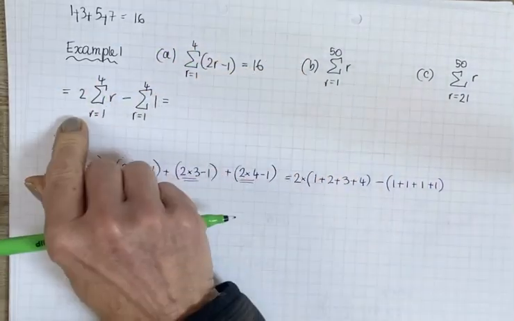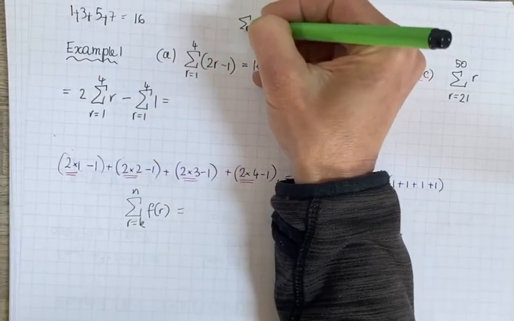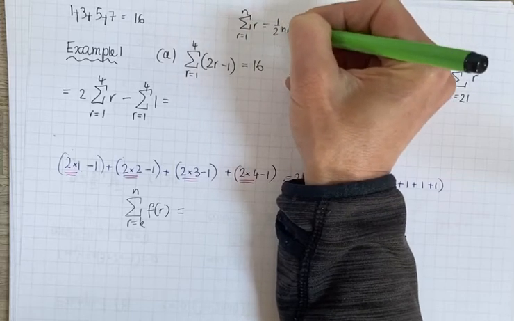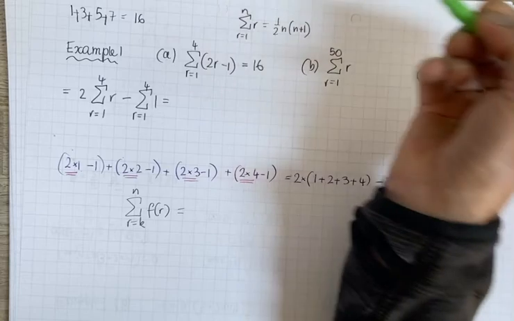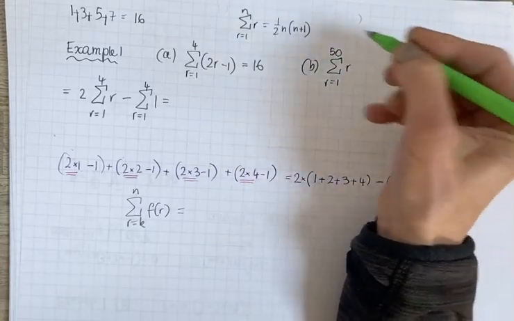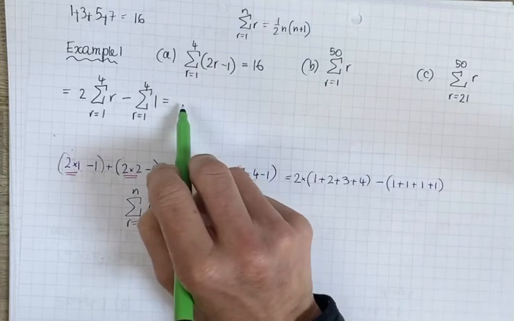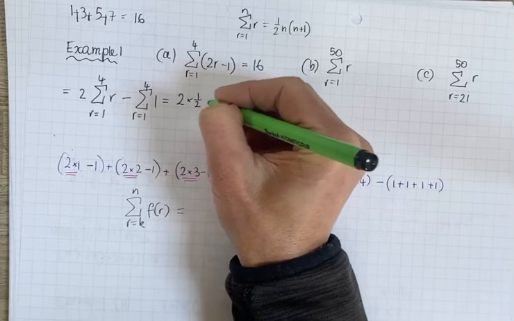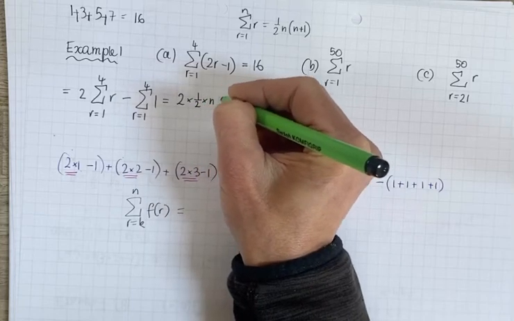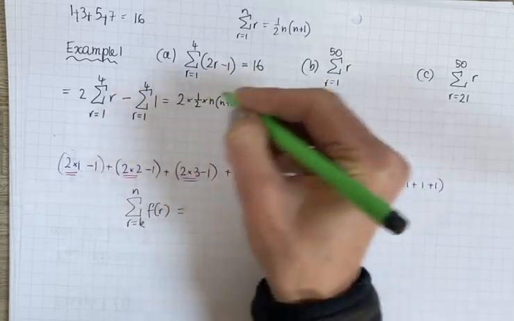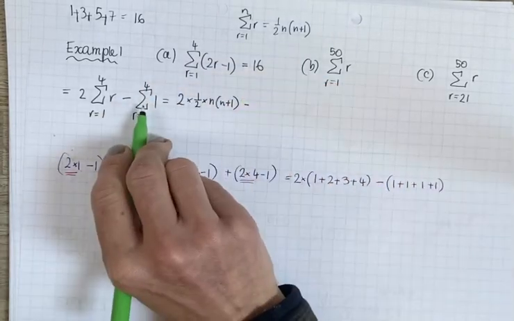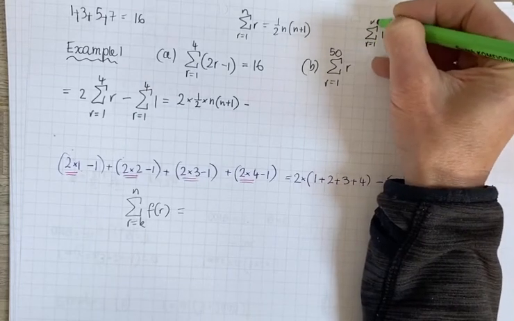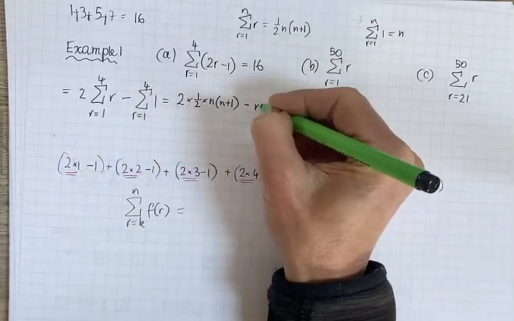Let's see whether the formula that I've given you will give me the same answer. So this formula you need to learn, and the question in the exam will ask you to use standard results to show something or calculate something. Okay, so 2 lots of our formula. Now I'll keep it with n, but I'll replace it with 4 in a minute. Minus, remember the formula for this one is simply n. So this one is going to be minus n.